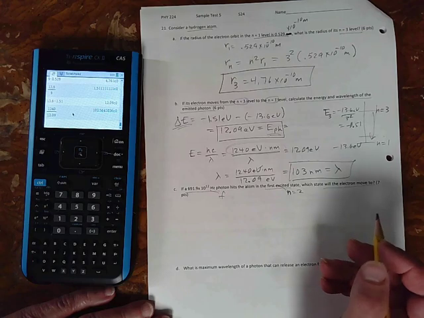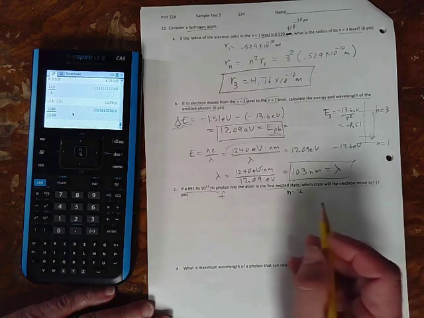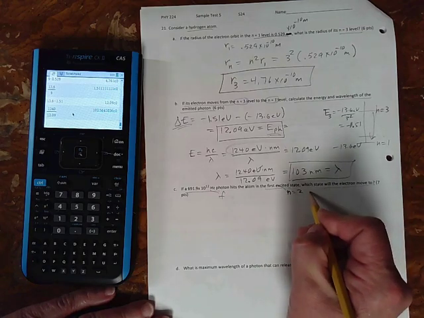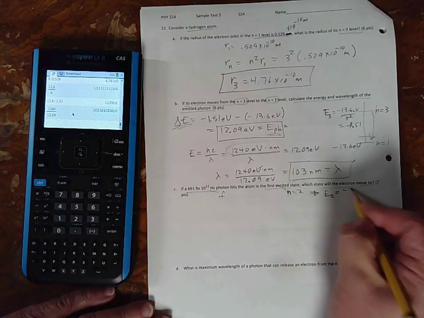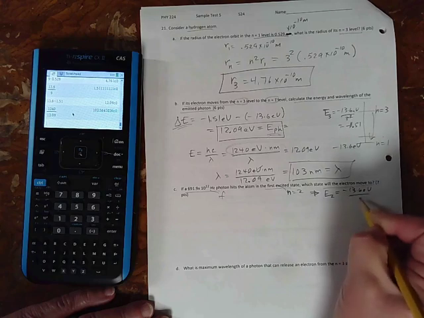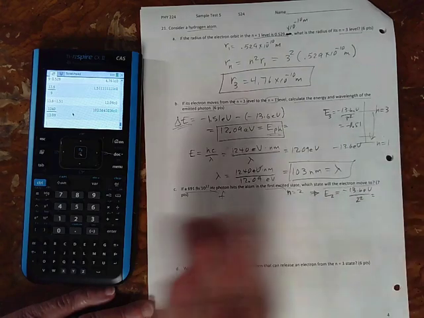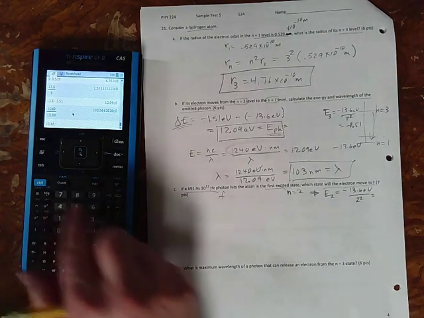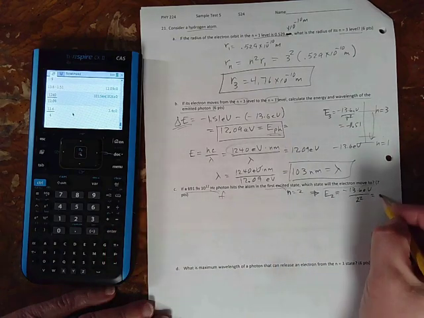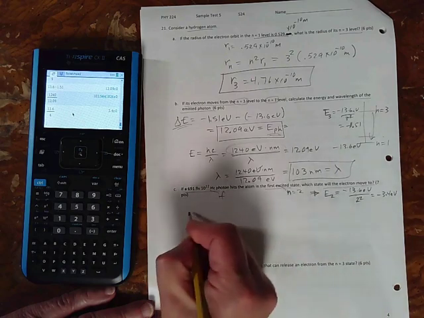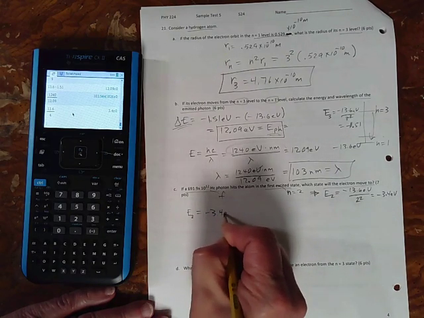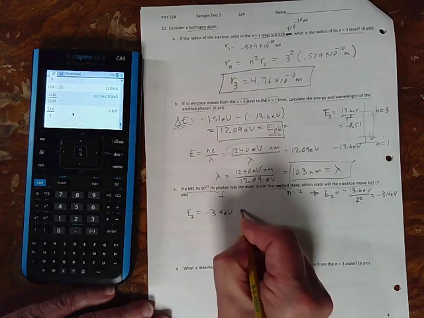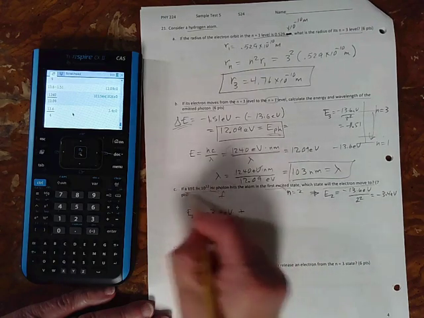It starts in the n equals 2 level, which is negative 13.6 eV over 2 squared, right? So 13.6 divided by 4, I think I've done this before. Negative 3.4 eV is the level it has. So it starts at E2, negative 3.4 eV, and then it's going to gain from the photon, hf.